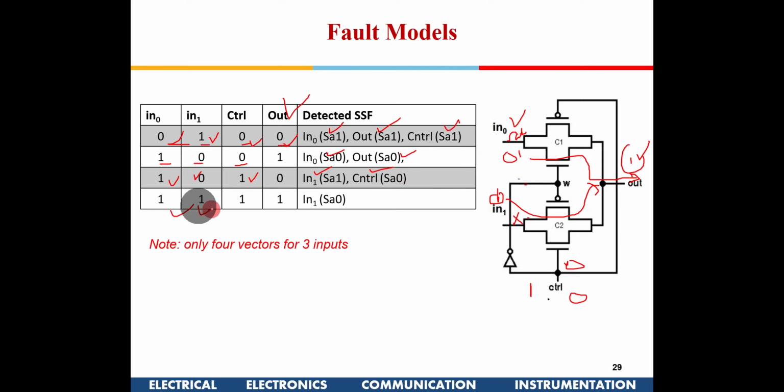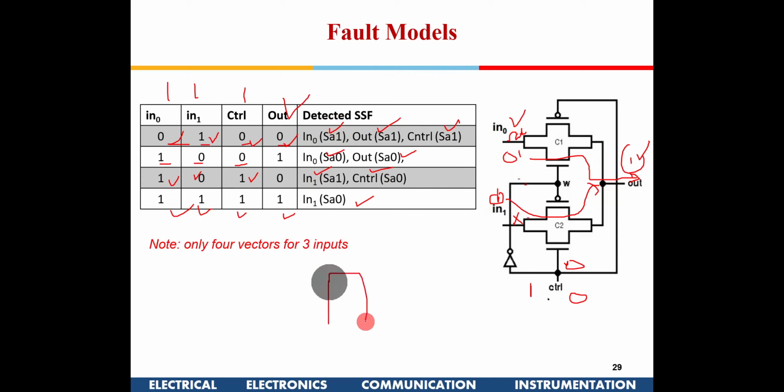And then finally I give a 1, 1, 1 here, and I am getting a 1 here. So this will say that input is not stuck at 0. So now if you see here, there are 3 inputs. Now 1, 2, 3, 4, right? With 4 inputs, I am able to cover all the stuck-at faults.